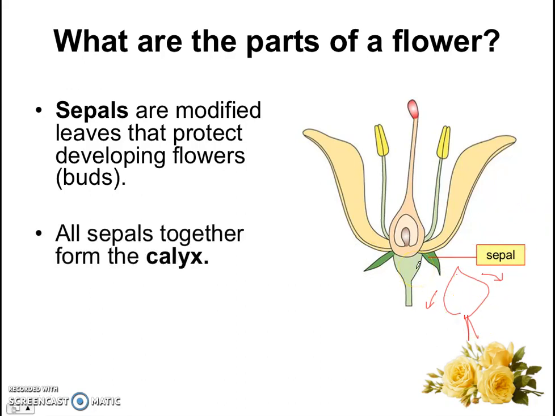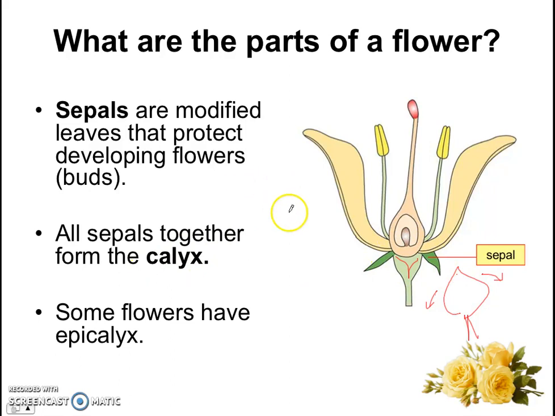Now the sepals form a ring, so there's usually a ring of sepals, one here, probably one in front here and one behind. And this ring of sepals, we call it the calyx. Now some plants also have an apicalyx, which is another ring of modified leaves that lie below the sepal. But not very important.